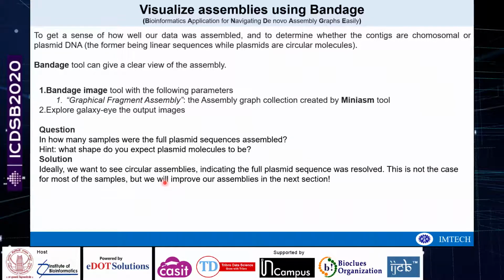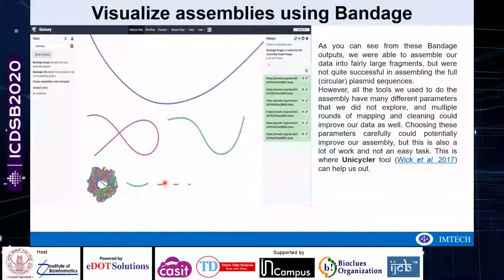To get a sense of how well our data was assembled and to determine whether the contigs are chromosomal or plasmid mediated, we have used the Bandage tool, and this Bandage tool can give a clear view of the assembly. You give the input data which you have generated from the miniasm tool, and it will give you these graphs. As you can see from this Bandage output, we were able to assemble our data into fairly large fragments, but were not quite successful in assembling the full circular plasmid sequences.